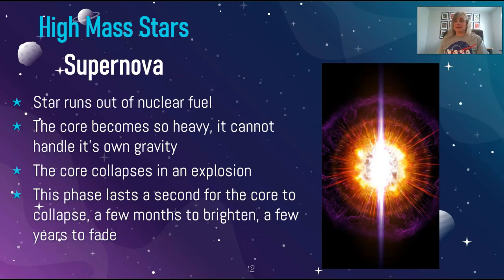At some point, the star runs completely out of nuclear fuel. It's fused elements all the way up to iron, and the core becomes so heavy that it can't handle its gravity, and we get an explosion called a supernova when the core collapses. The supernova itself lasts a second. It takes a few months for it to burn bright in space, and it takes a few years to fade away. So they're hard to see.